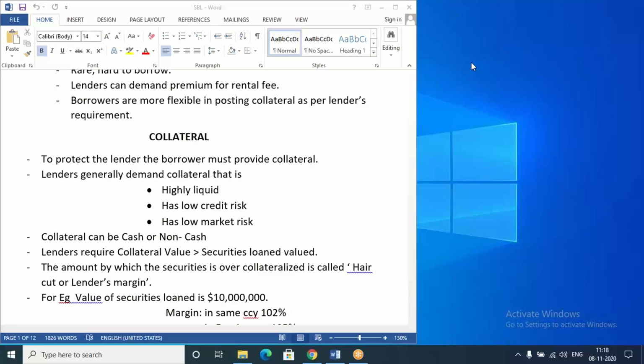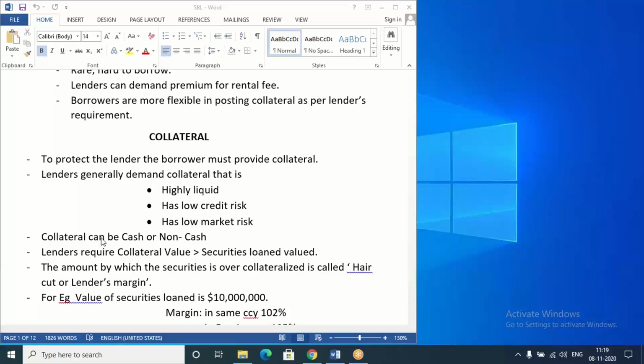In case the borrower defaults, then the lender can easily, obviously if it is cash, you can't sell cash again, right? But if it is a non-cash collateral, it should be easily liquidated, and have low credit risk and low market risk.